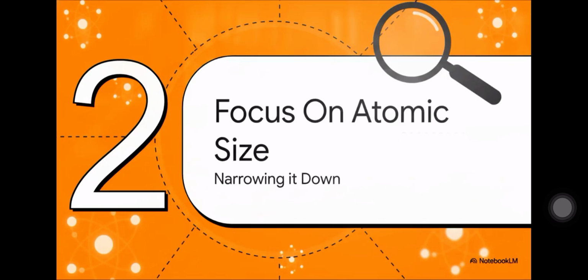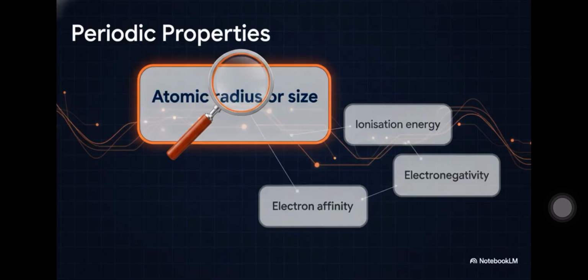Section 2. Focus on atomic size. Narrowing it down. Because the table organizes so much information, we really need to focus our lens today. There are 4 main periodic properties that change as you move around the table: atomic radius or size, ionization energy, electron affinity, and electronegativity. Now, all of these are super important, but for this explainer, we're going to direct our full attention to just the very first one, atomic radius or atomic size. Because honestly, by mastering this single physical property, the rest of the table's secrets really begin to unlock.